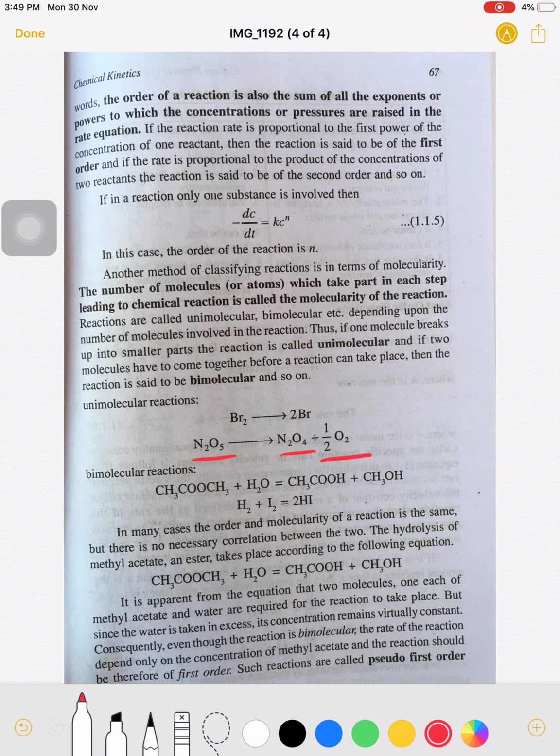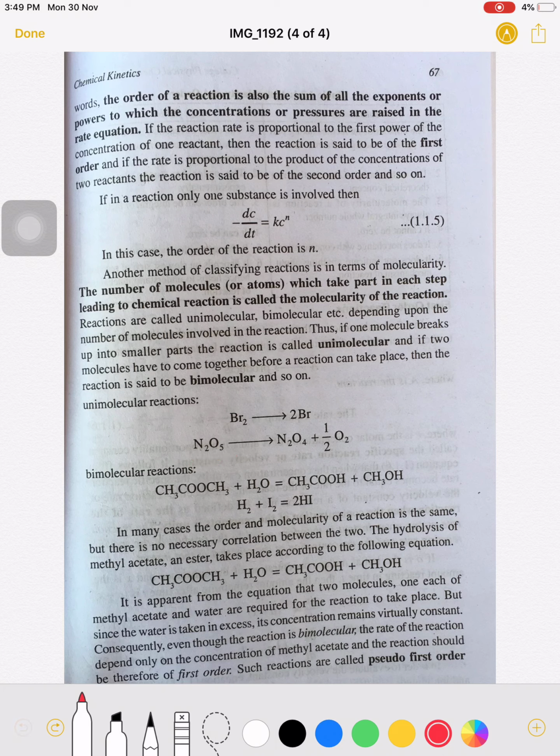These reactions are unimolecular because only a single molecule is involved in the reaction in that step. Why is the next one bimolecular? Here methyl acetate and water, these two reactants, are involved, and this reaction gives you acetic acid and methanol. Such reactions are bimolecular because two molecules are involved in the reaction step. Similarly, H2 and I2 give HI. Here one molecule of hydrogen and one molecule of iodine are involved. Therefore this reaction is a bimolecular reaction.